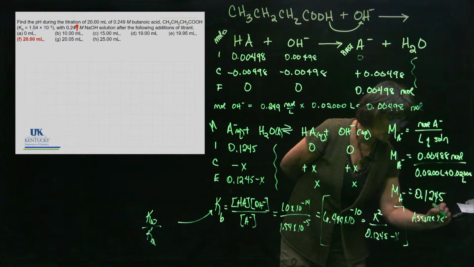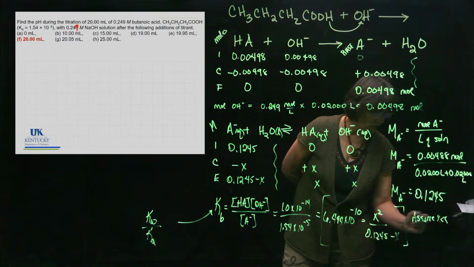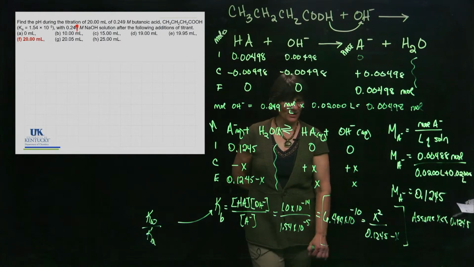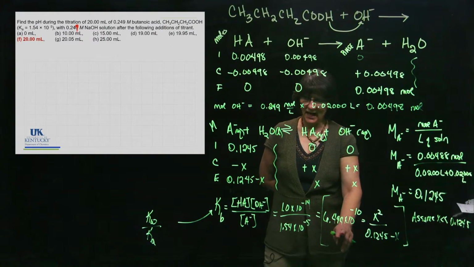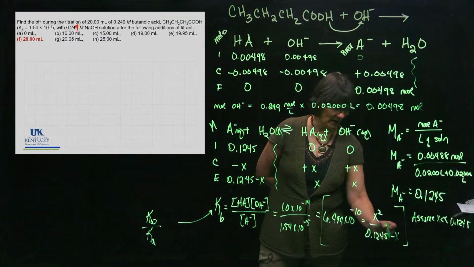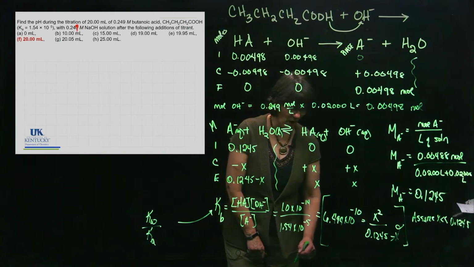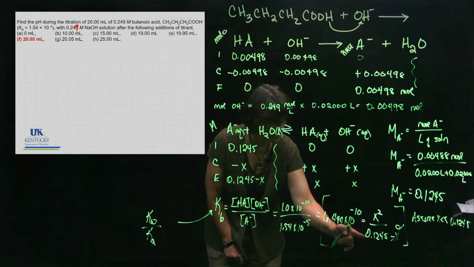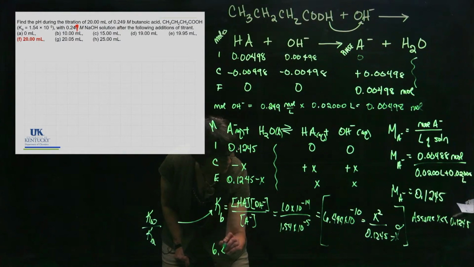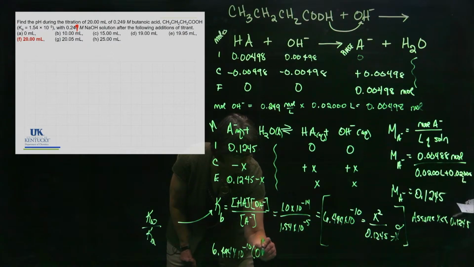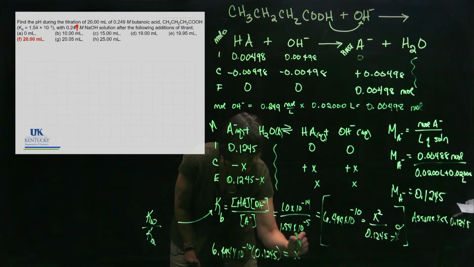Do you suppose that if we're solving this thing for X, we could assume that X is much, much smaller than this initial concentration of 0.1245? I think it's a good assumption because that's a tiny K value. This equilibrium doesn't go very far to the right at all. So when I assume, I can finish solving this problem. I'm going to move it over here a little way. So what you see here is going to be 6.494 times 10 to the minus 10 times the denominator, I'm bringing it up over here on this side, 0.1245. That's going to equal X squared.